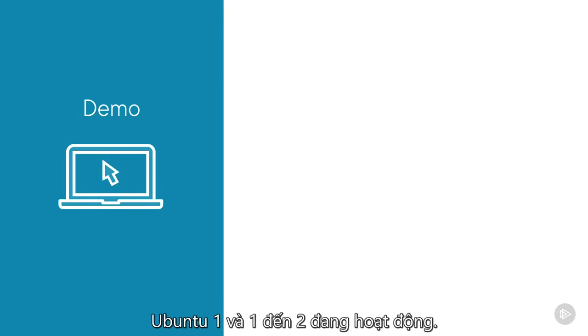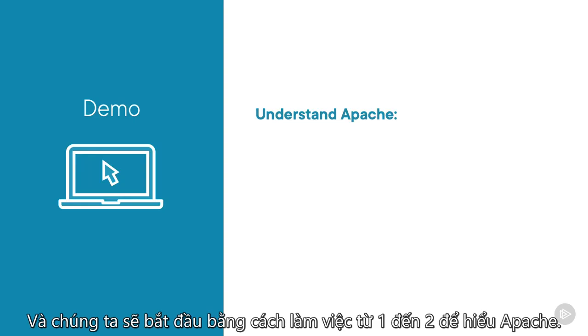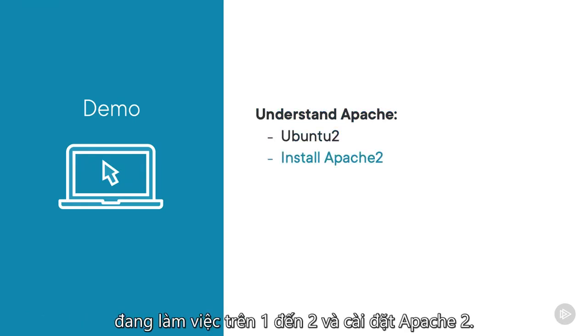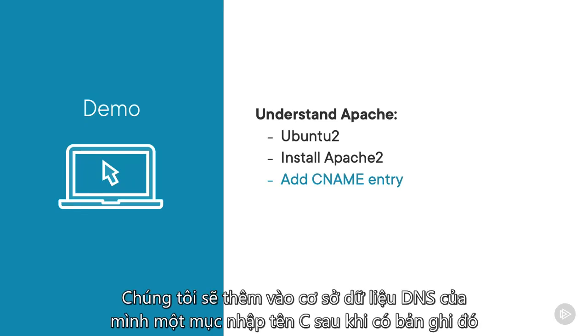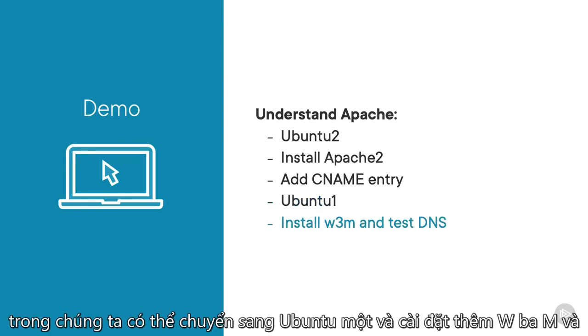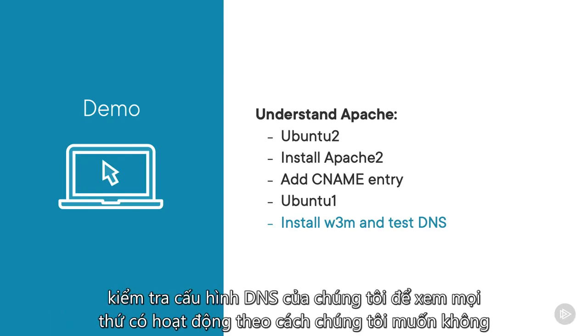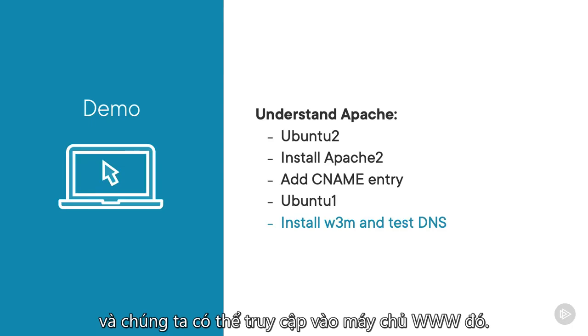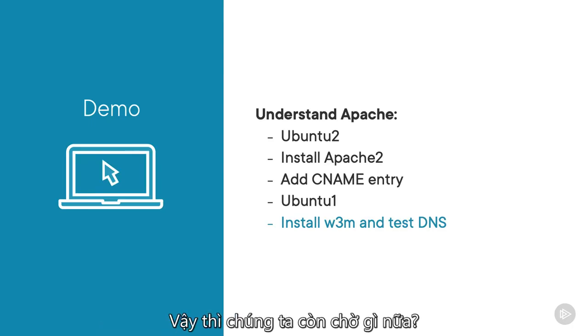We're going to need both Ubuntu 1 and Ubuntu 2 up and running, and we're going to begin by working on Ubuntu 2. To understand Apache, we'll be working on Ubuntu 2 and installing Apache 2. We'll be adding a CNAME entry to our DNS database. Once we've got that record in, we can move across to Ubuntu 1 and additionally install W3M and test our DNS configuration to see that it's all working the way that we want and we can access that www server. So come on, what are we waiting for? Let's find that command line.